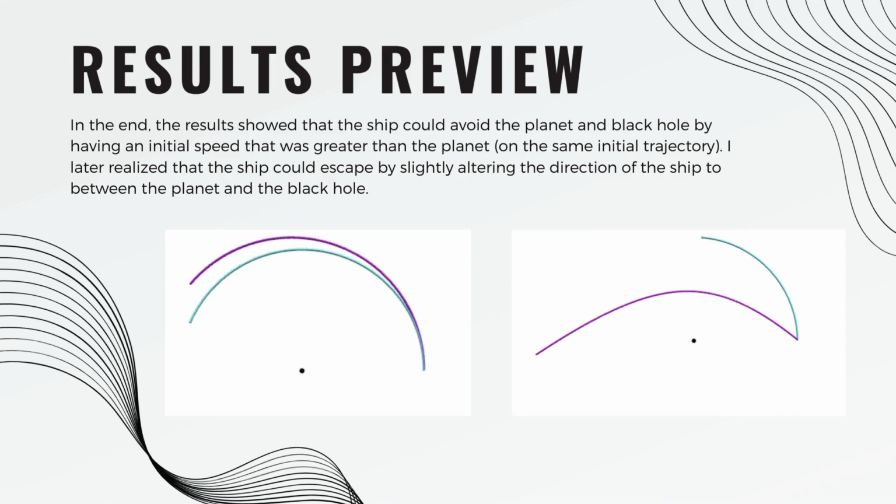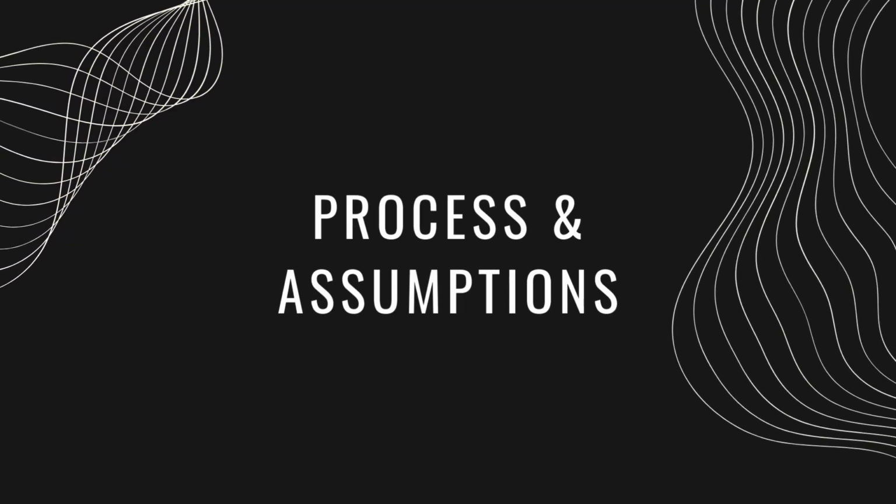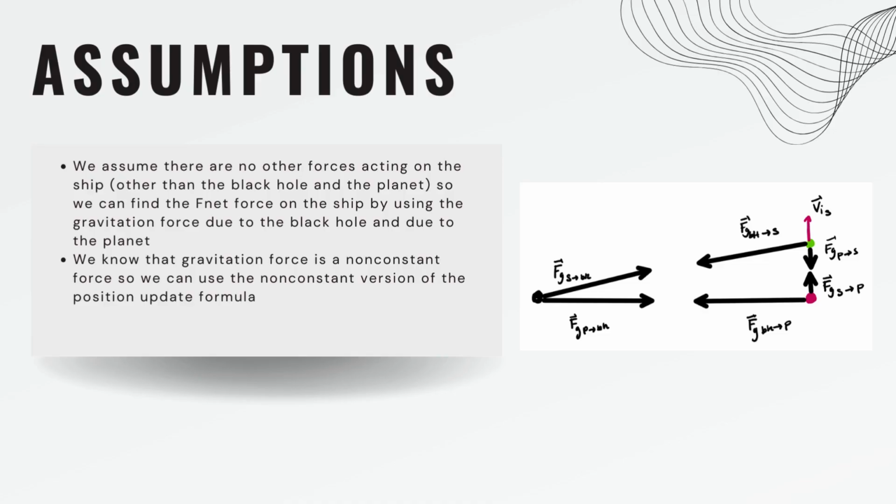As a preview of the results, I found that the ship could avoid the planet and the black hole by having an initial speed that was greater than the planet's on the same initial trajectory. I later realized that the ship could also escape by slightly altering the direction of the ship to in between the planet and the black hole. For this lab, I assumed that there were no other forces acting on the ship other than the black hole and the planet. Therefore, I found the net force on the ship by using the gravitational force due to the black hole and due to the planet.